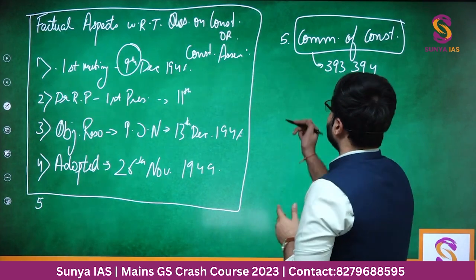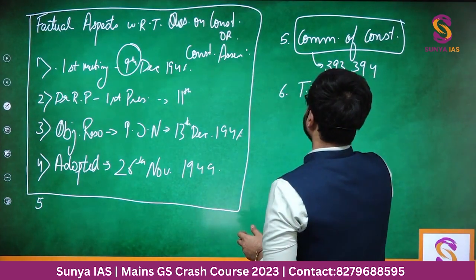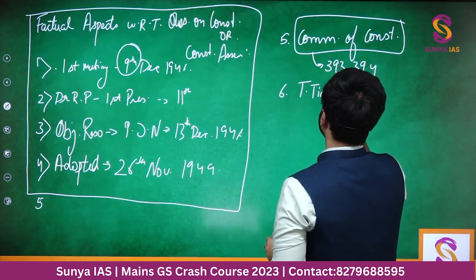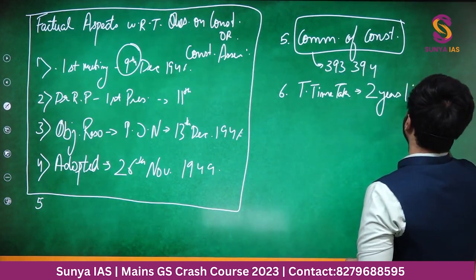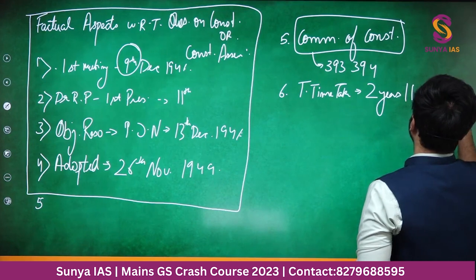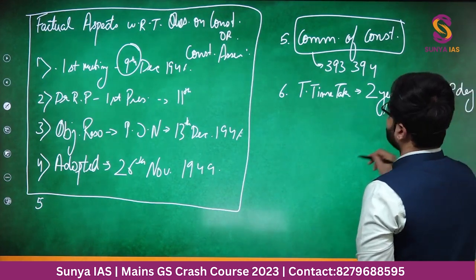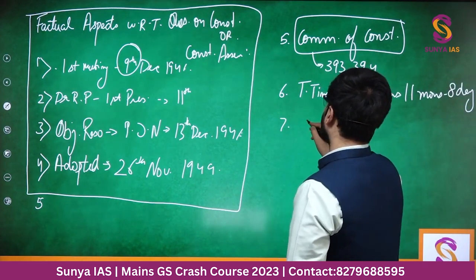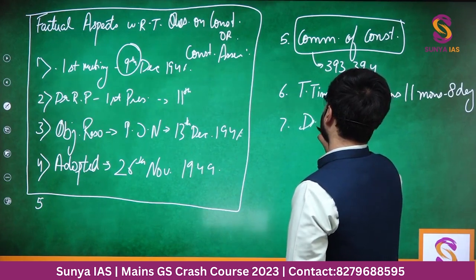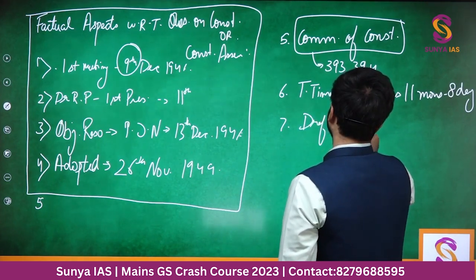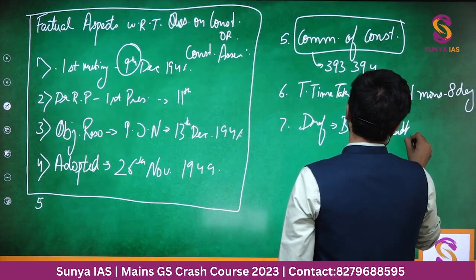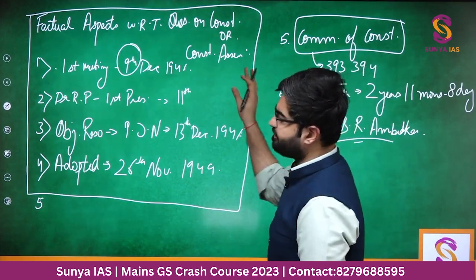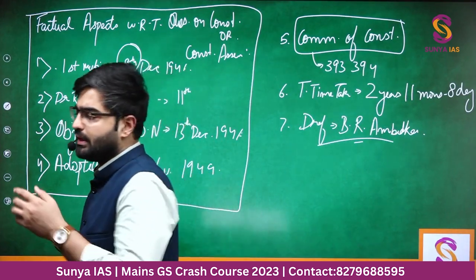Then lastly, you should remember the total time taken, and that was 2 years, 11 months and 8 days. Next, the drafting committee chairman, B.R. Ambedkar. That's it. This is the factual information. If you inculcate it, your answers will be enriching.